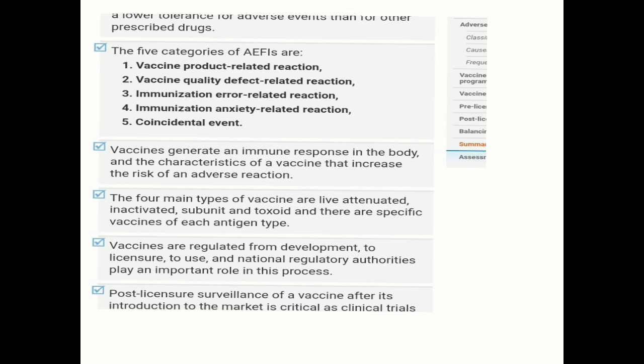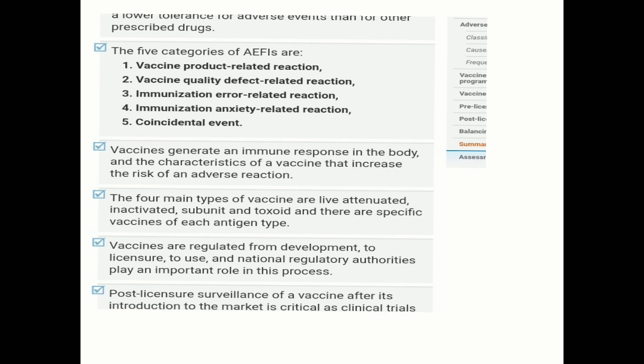And the anxiety related events are nothing but vasovagal syncope or hypotonic hyporesponsive episode. This is due to the anxiety in the children before the vaccination. So proper counseling about these events should be done. Any injection can cause this, and any vaccine can cause this. So consent should be explained, and the importance of observation after vaccination should be explained to the attenders when they come for immunization.